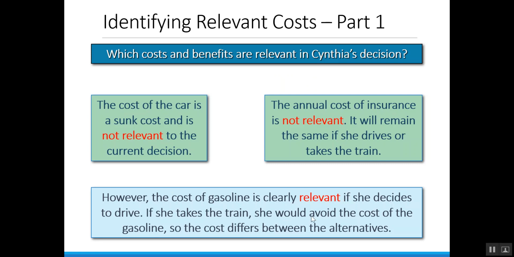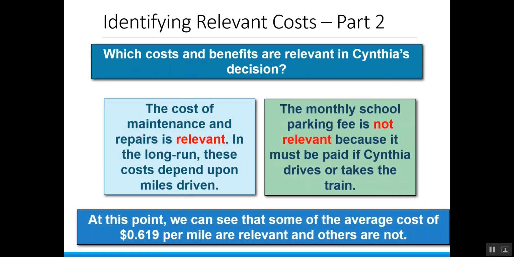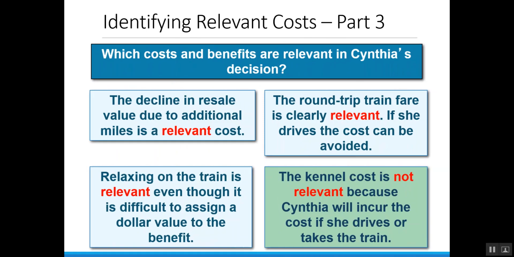Also, if she takes the train, she would avoid the cost of that gasoline, but also the cost of parking and things like that. Also, incurring additional costs for maintenance based on the number of miles is relevant, and they depend on how many miles you drive. Now, the cost of parking her car at the school is not relevant because it's going to be paid whether she drives or takes the train, regardless. So, some of the costs are relevant and others are not.